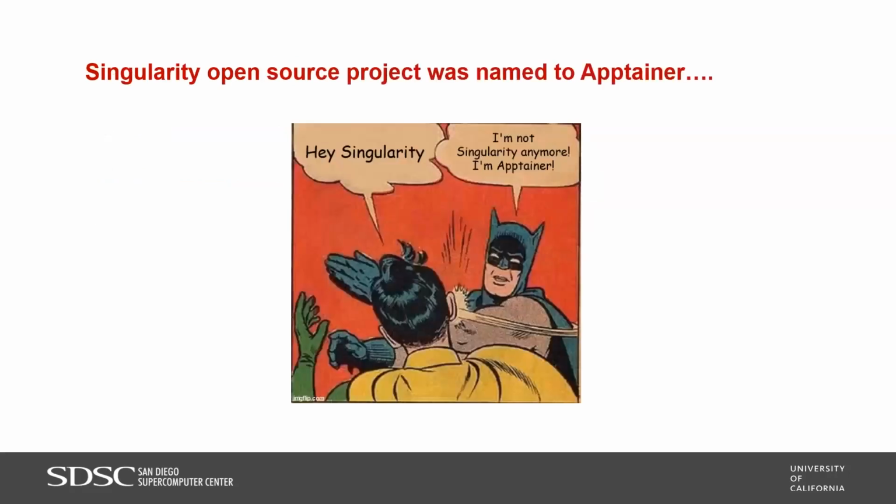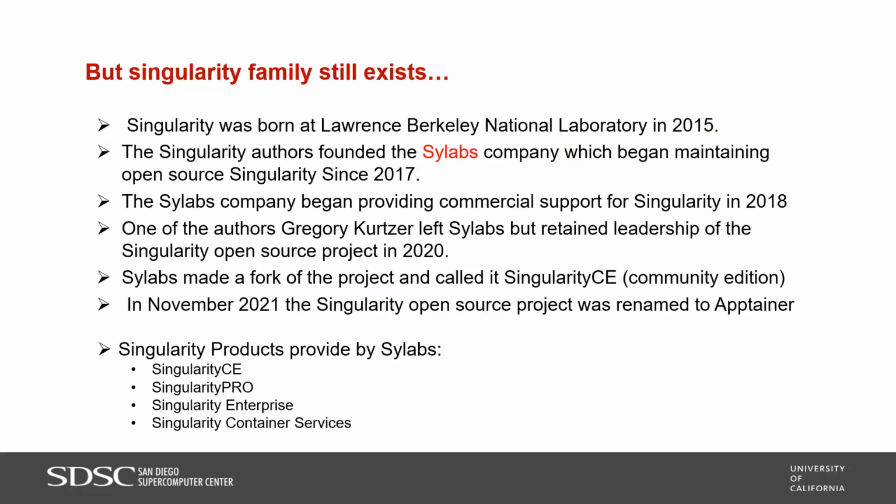And here is the Apptainer information I want to add at last. The Singularity open source project has now been renamed to Apptainer. Here is some history of the Singularity family. As you may know, that open source project has been renamed to Apptainer, but the Singularity family still exists.